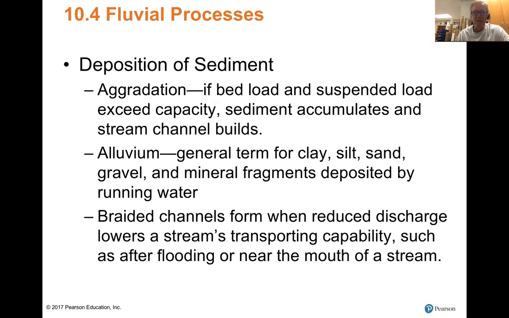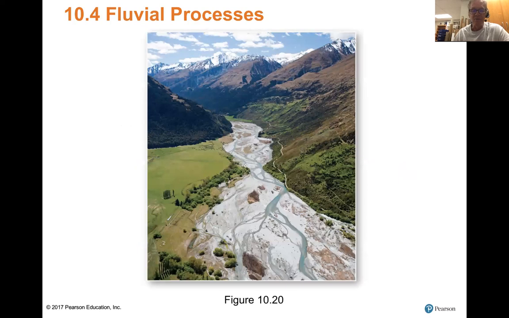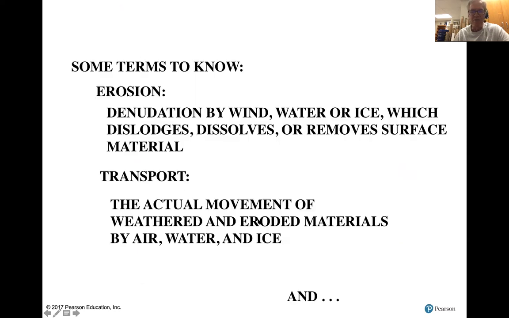Then we get braided channels where you get reduced discharge and the stream can't carry as much sediment as it could, and this usually happens especially after flooding or at the mouth of the stream. So here's an example of the braiding. Notice, at one point the stream was much wider, probably after a flood, and was carrying a lot of sediment. But as that water moved along, the sediment exceeded the ability of the stream to transport it, so it starts depositing it. And again, water takes the path of least resistance, so we get these braided channels.